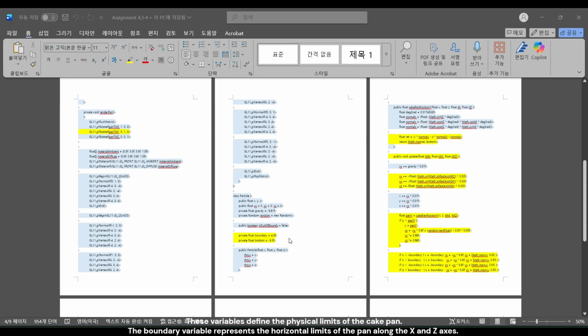These variables define the physical limits of the cake pan. The boundary variable represents the horizontal limits of the pan along the x and z axis. The bottom variable represents the lowest vertical position allowed for particles. These values ensure that particles remain inside the pan instead of falling infinitely.